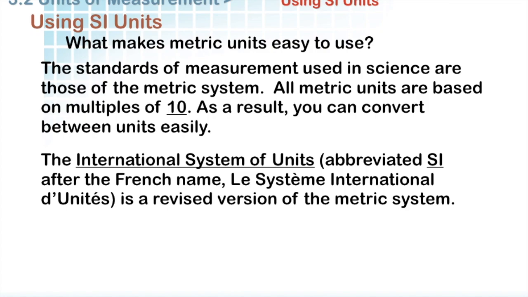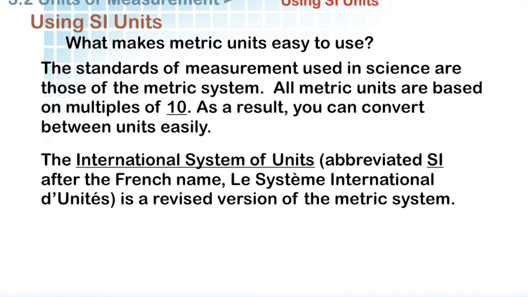10 to the 7th, 10 to the 6th, 10 to the 3rd. Those are very easy because you're just multiplying by multiples of 10. So the standards that we use in science are a different type, and they're called the International System of Units, or SI, because it's a French word, and that's a revised version of the metric system.